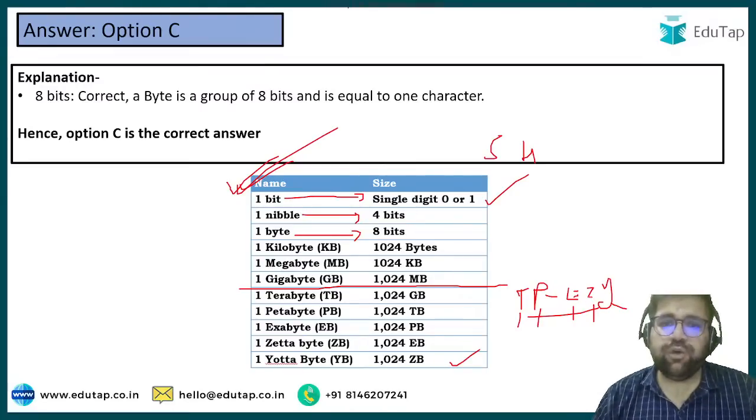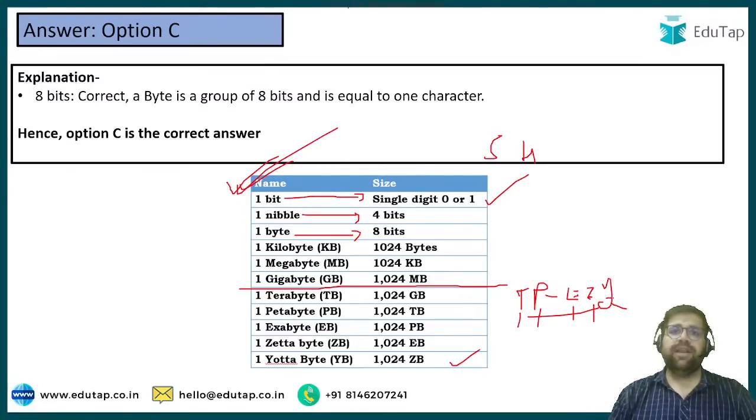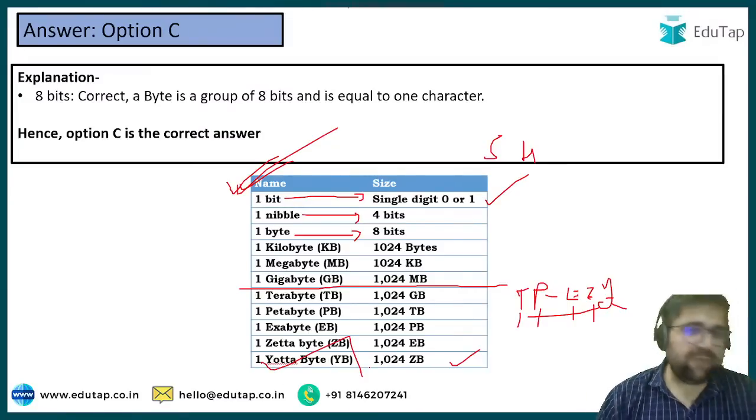So don't get confused here. This is zettabyte and this is yottabyte. And the highest unit of memory is yottabyte. So you have to remember this. Cool. Remember this particular chart. It is very important.